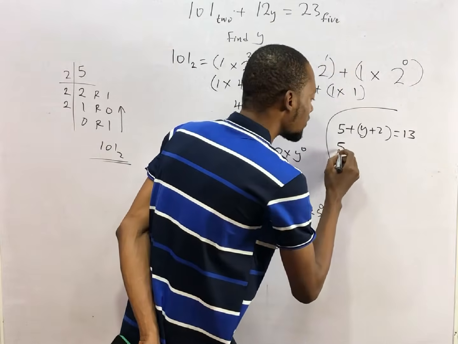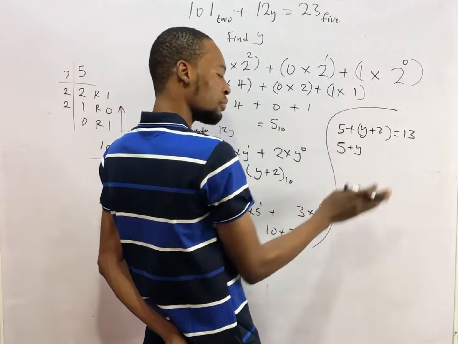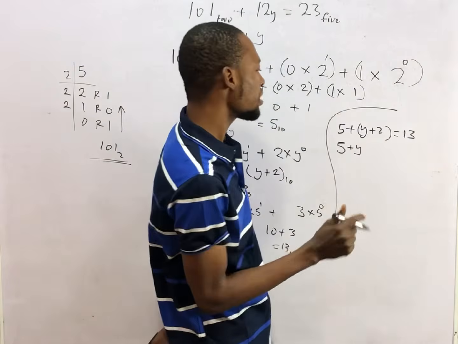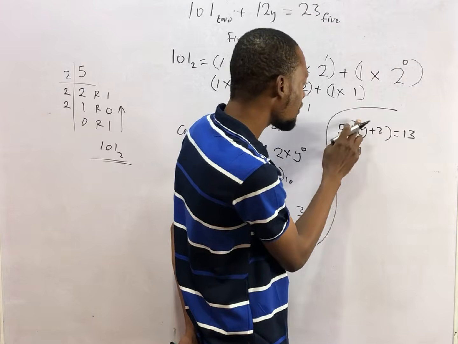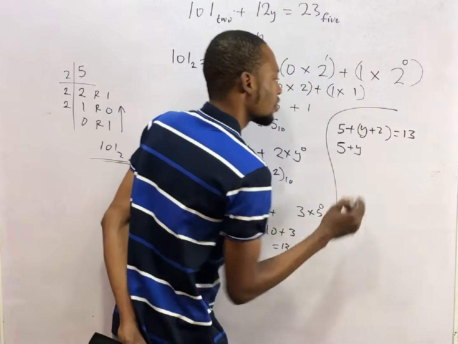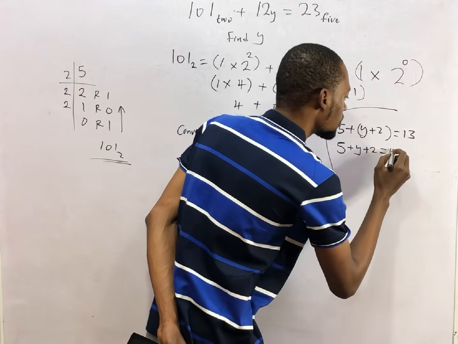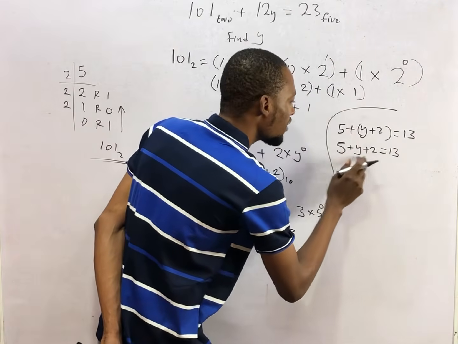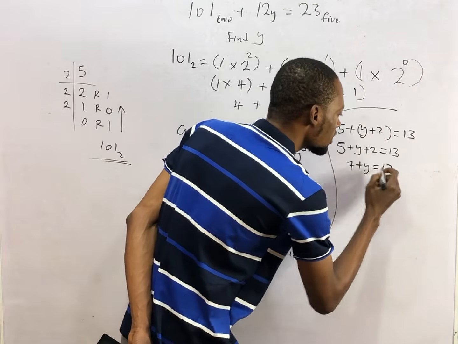This is 5 plus y plus 2. You use plus to open up the bracket, because if here we have minus, here we also turn to minus. So be careful of sign. 5 plus y plus 2 is equal to 13. 5 plus 2 is 7. 7 plus y is equal to 13.